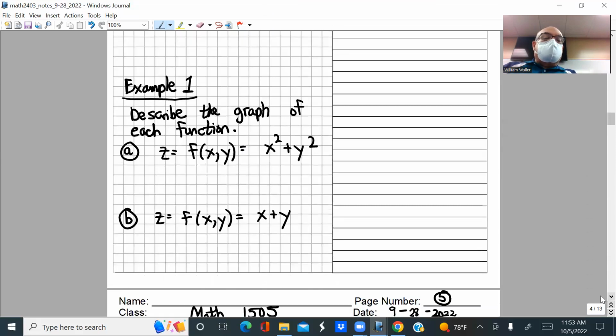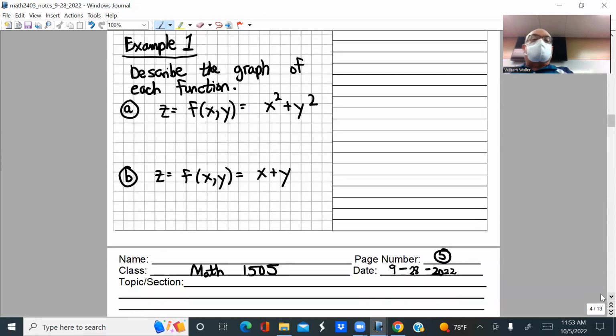All right, so here I have a bunch of functions. These are just abstract functions, so they don't really have any physical purpose, I don't think. Let's talk about what the graph of these functions would look like. Here's where your cheat sheet is going to be useful to you, because I think all of these turn out to be quadratic surfaces.